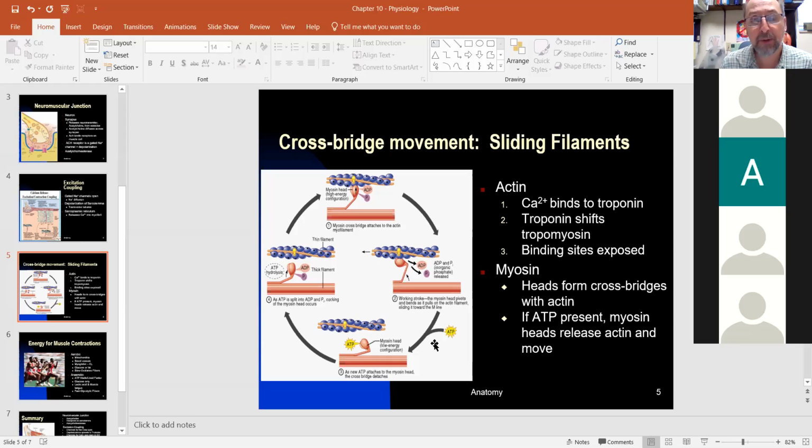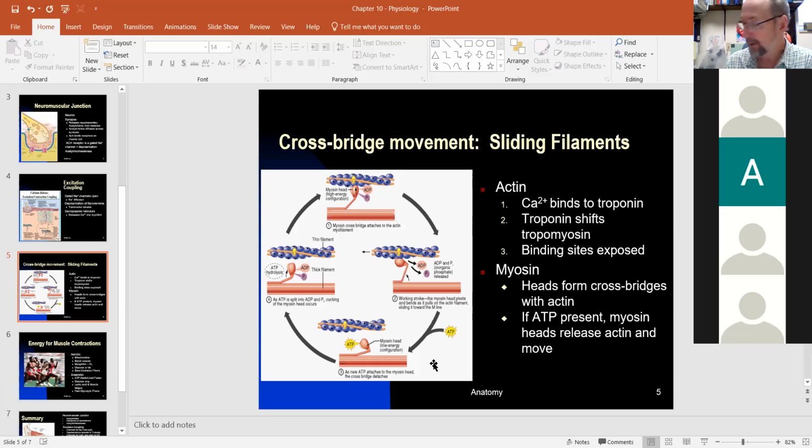If ATP is present, the head then binds to ATP and resumes the ready position. As long as there's calcium still present, it'll grab onto the actin at another spot and slide it even farther past. This is how movement is produced in actin and myosin: you have these cross bridges formed, and they require calcium binding to troponin in the presence of ATP. So it uses lots and lots and lots of ATP.